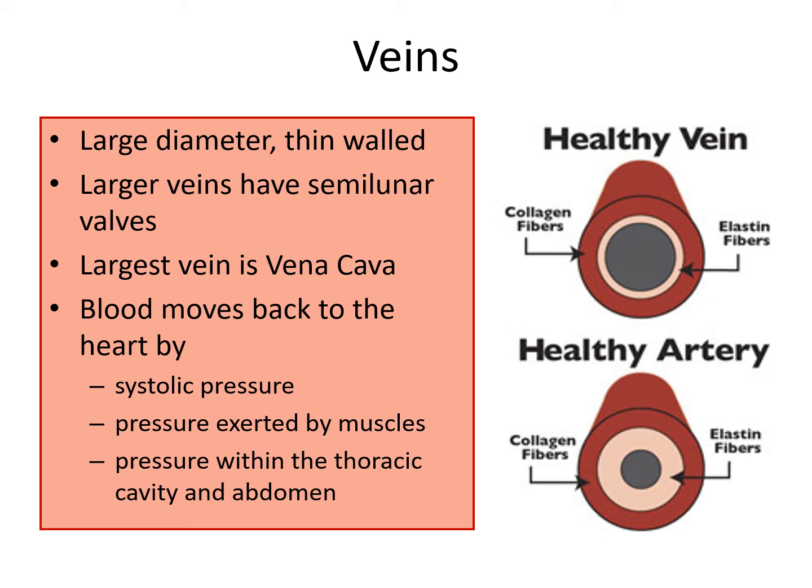Medium and large veins have venous valves, similar to the semilunar valves associated with the heart, that help keep the blood flowing toward the heart. Venous valves are especially important in the arms and legs where they prevent the backflow of blood in response to the pull of gravity.